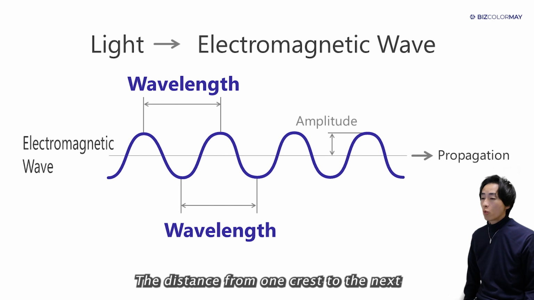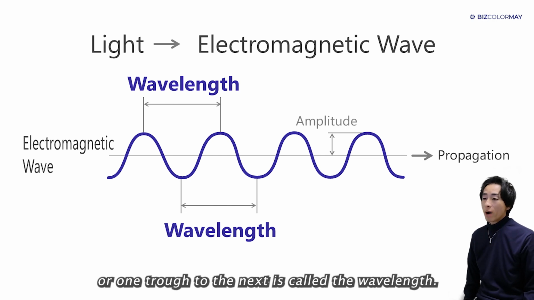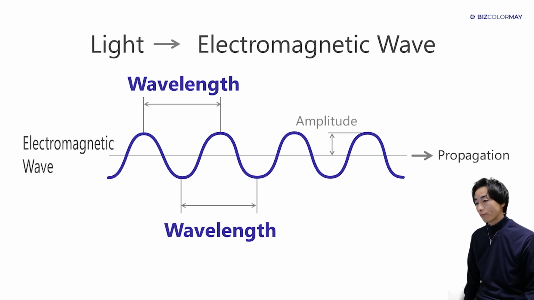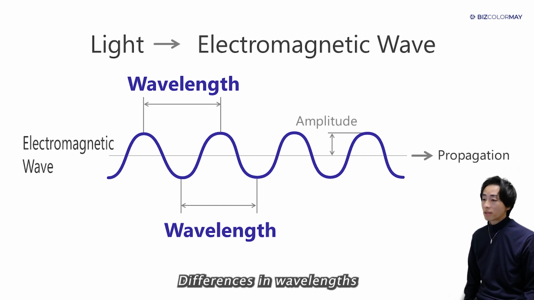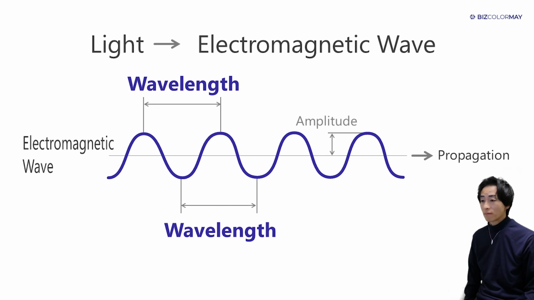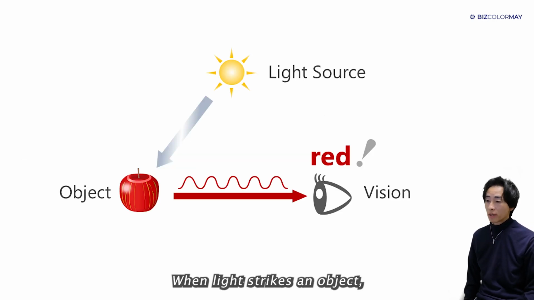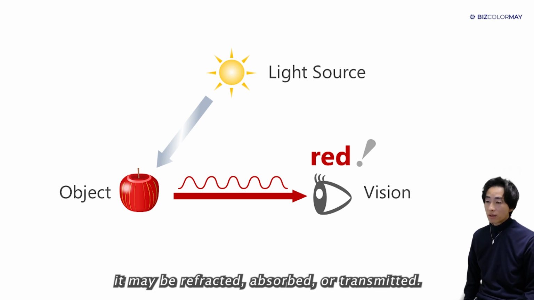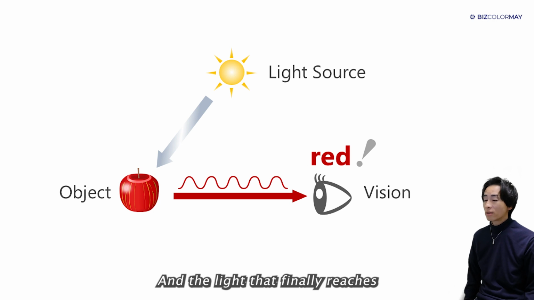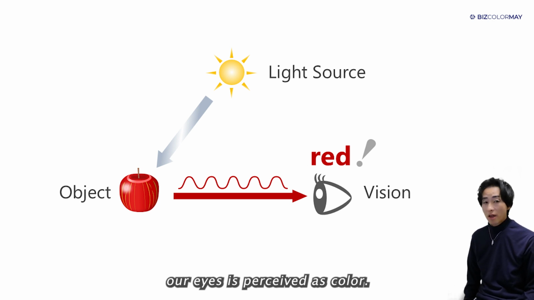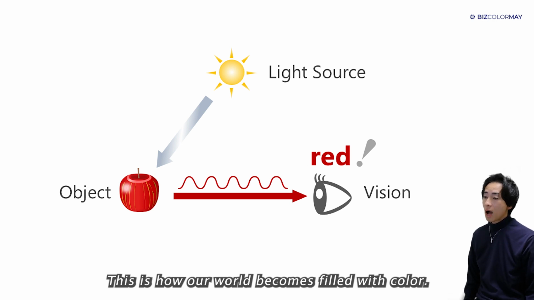The distance from one crest to the next, or one trough to the next, is called the wavelength. Differences in wavelengths reach our eyes as differences in color. When light strikes an object, it may be reflected, absorbed, or transmitted. And the light that finally reaches our eyes is perceived as color. This is how our world becomes filled with color.